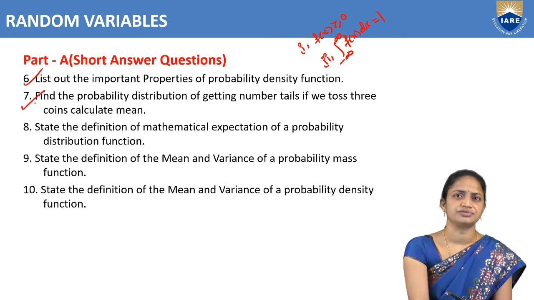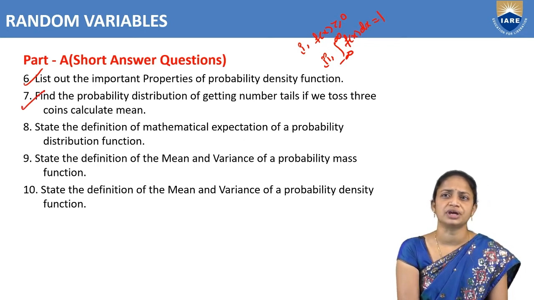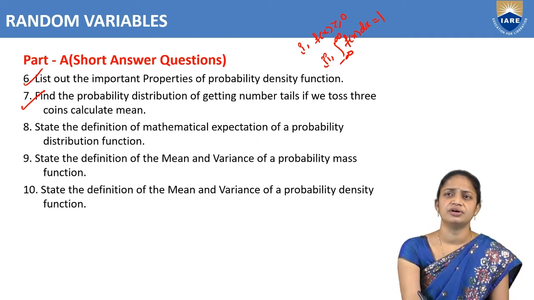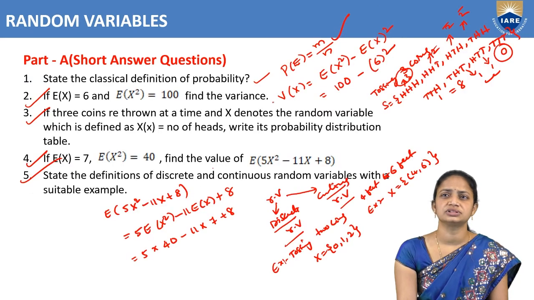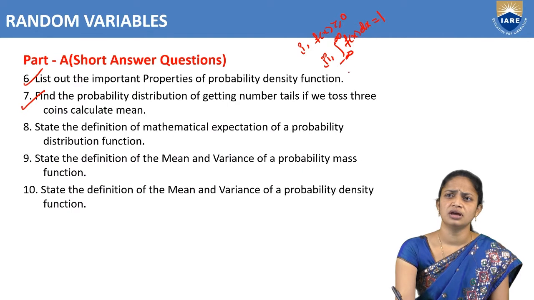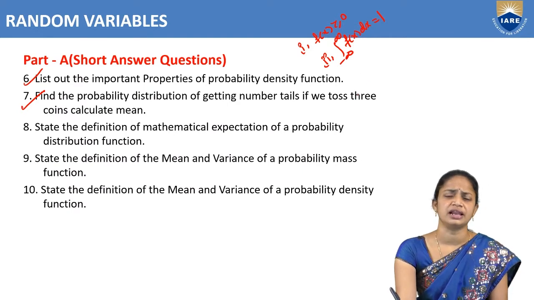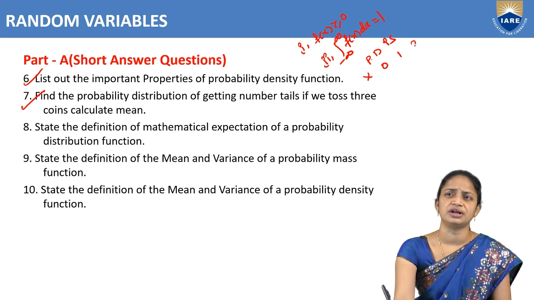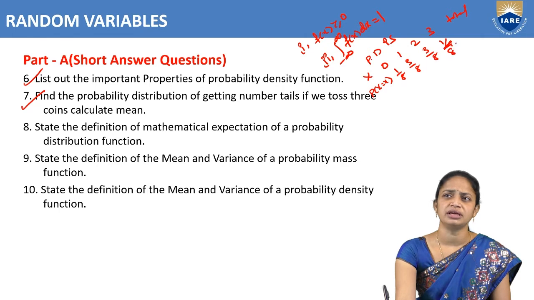Now the next question: find the probability distribution of the number of tails if we toss 3 coins. Same as the third question, the probability distribution for getting tails and getting heads are both the same. Our probability distribution table is x equal to 0, 1, 2, 3, and total. P of X equal to x is 1 by 8, 3 by 8, 3 by 8, 1 by 8. The total is always equal to 1. So this is f of x.